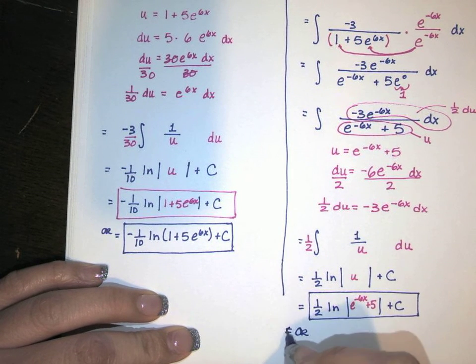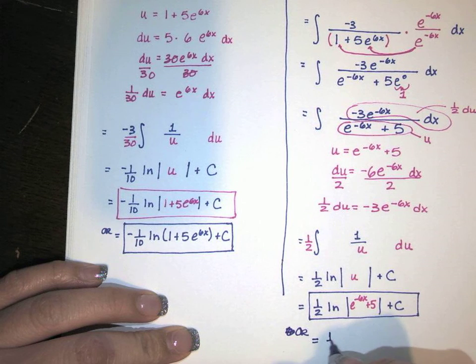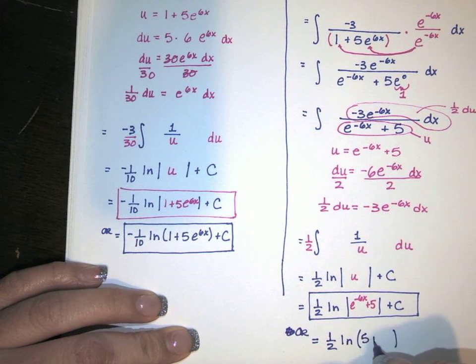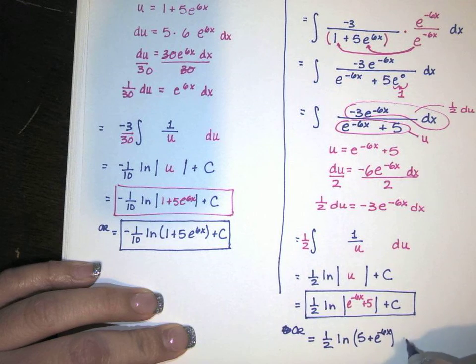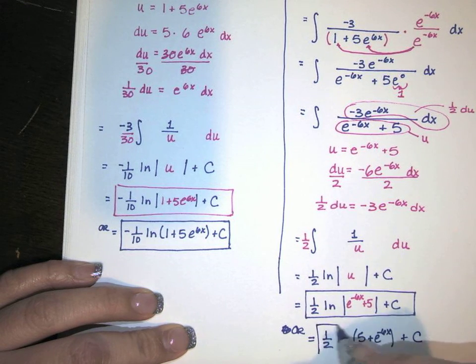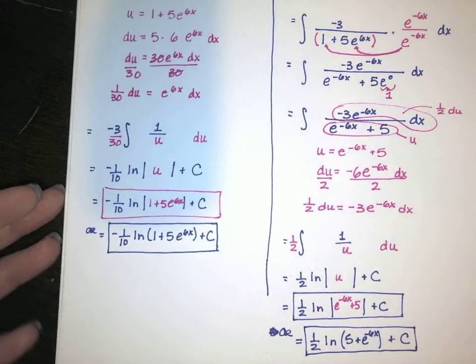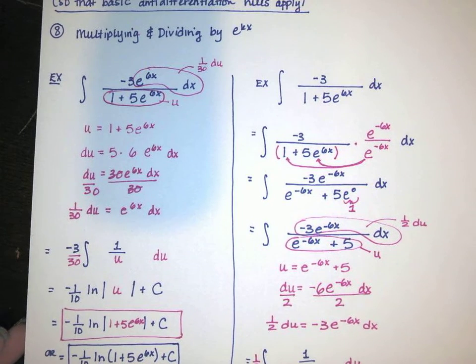Or, oops, you can write it this way. Since that number is always positive, I don't really need the absolute value. And I don't know why I put the 5 out front, just seemed to fit a little better that time. I like the way it looked. There we go. And that's our 8th technique, multiplying and dividing by e to the kx.